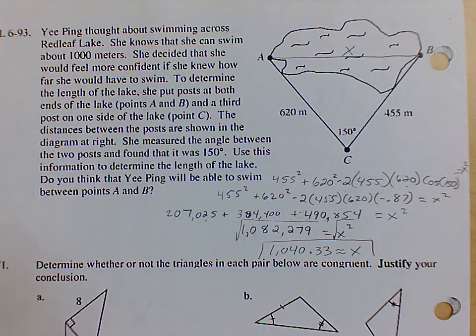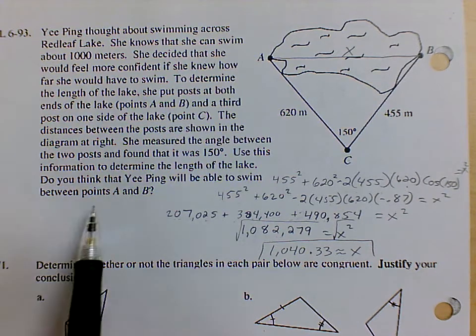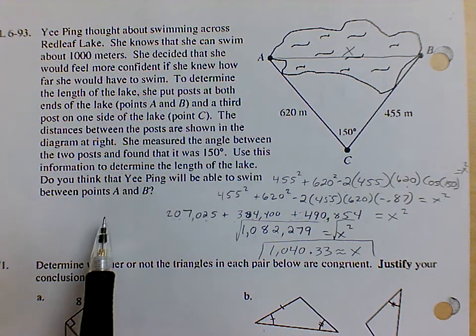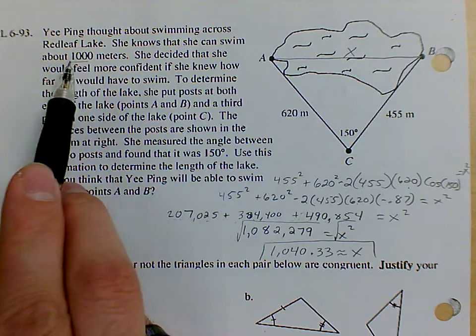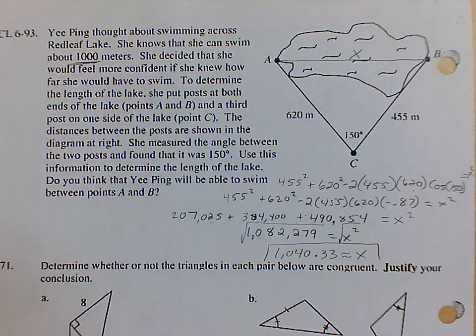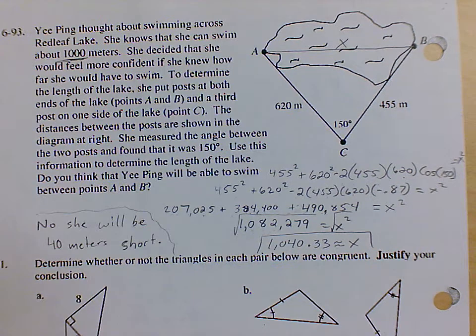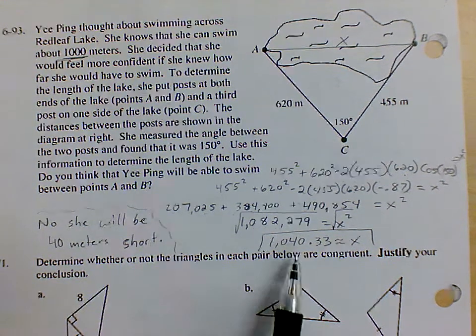So the question says, will Yi Ping be able to swim between points A and B? And we know up here it says she can swim about 1,000 meters. So can she swim that whole distance? The correct answer would be no, she cannot. She will be approximately 40 meters short.